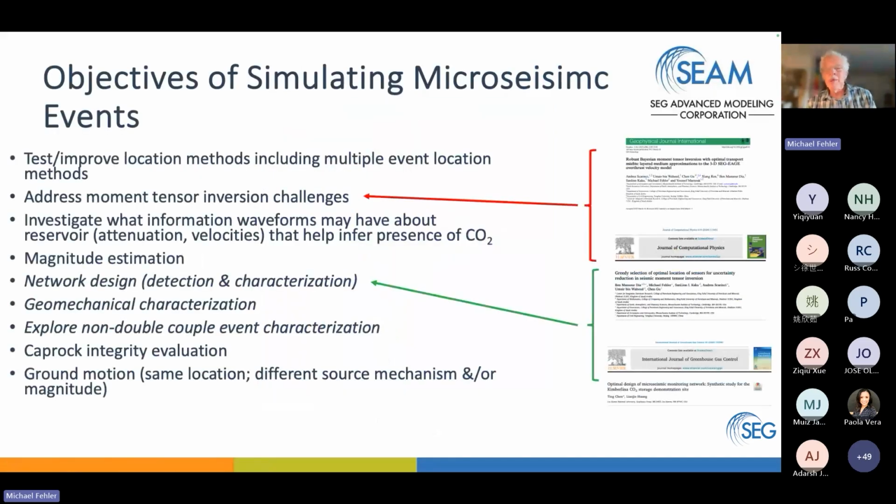I'm going to spend a little time talking about the microseismic simulation, and maybe more time than others might, just because that's an area that I've been really interested in throughout my career. So we wanted to simulate some microseismic events, and we started out with a listing of the things we might want to do with microseismic data. Some of it just testing methodologies for evaluating data, others coupling analysis of the microseismic data to what's going on with the geomechanics.